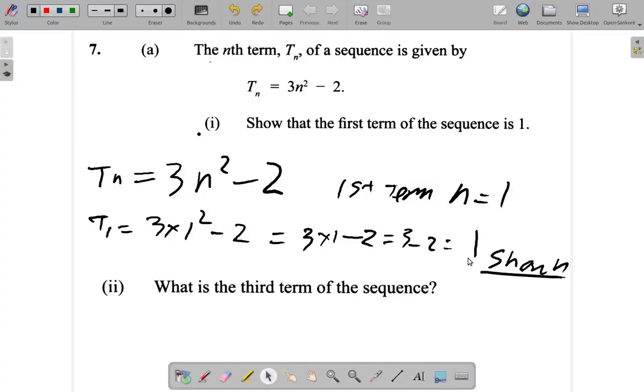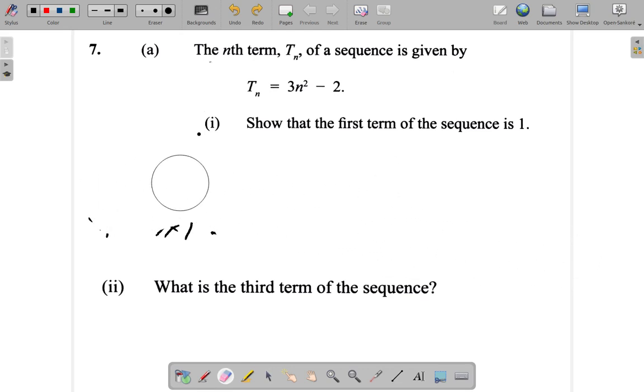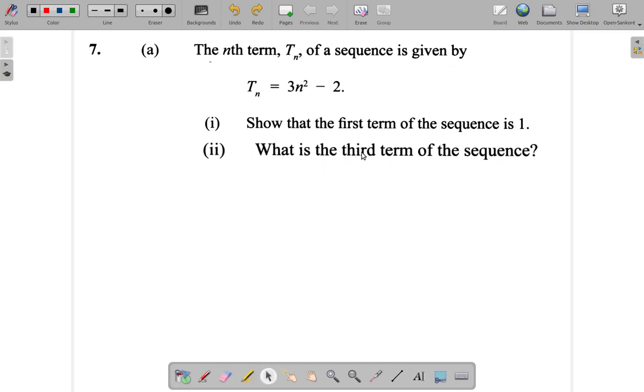All right, a while ago we showed that n is 1. Now let's look at part 2. What is the third term of a sequence? All right, let's make some space here. Get rid of these writings. And let's move this up. Let's put it here. All right, what is the third term of a sequence?